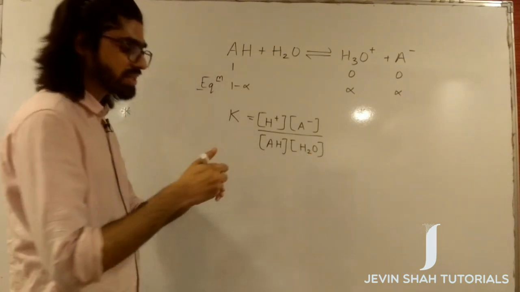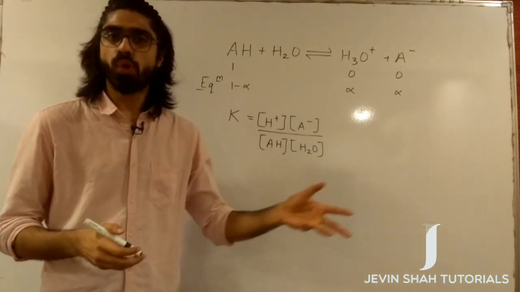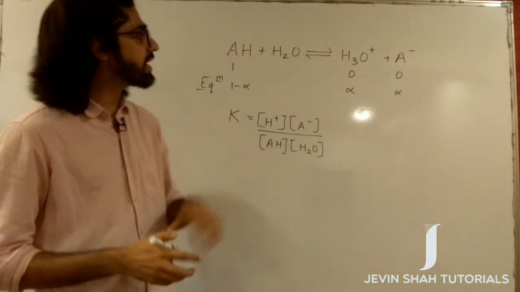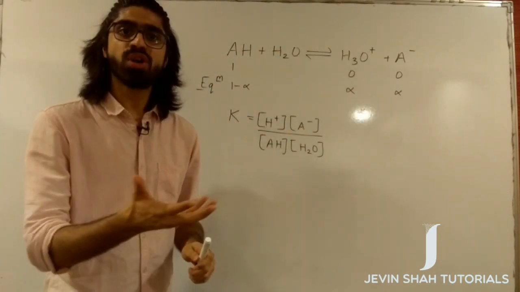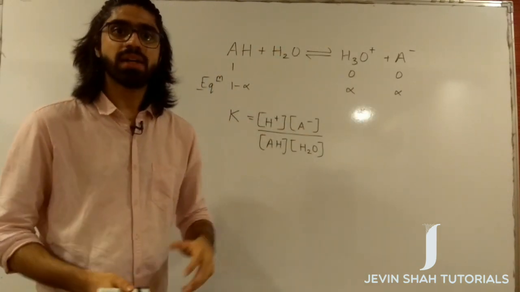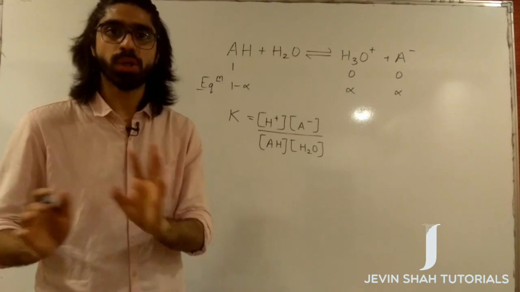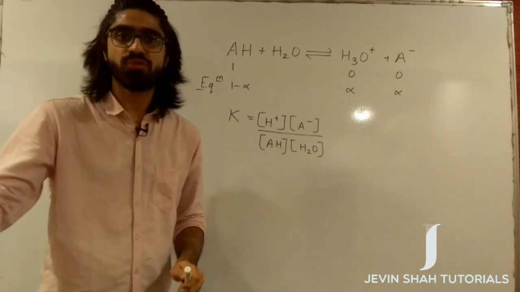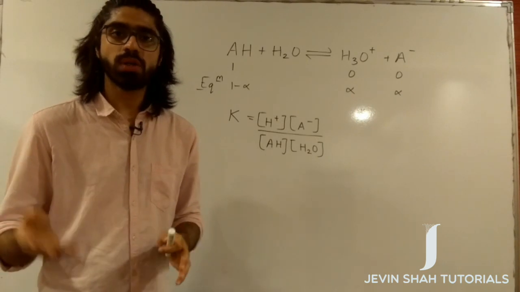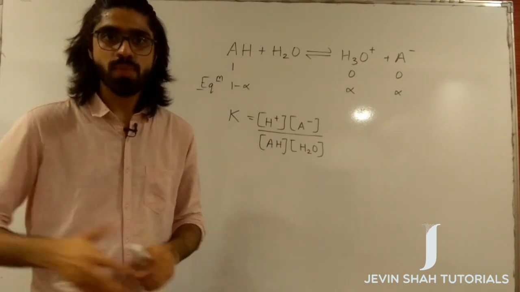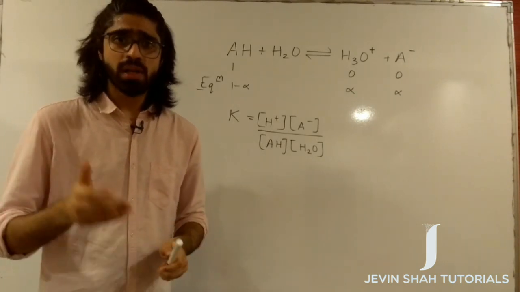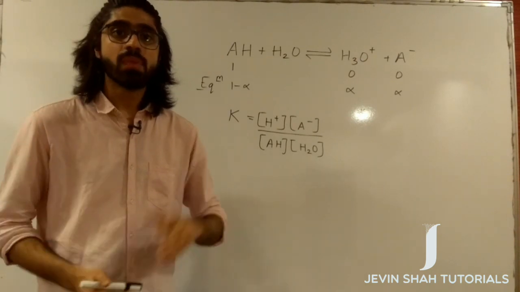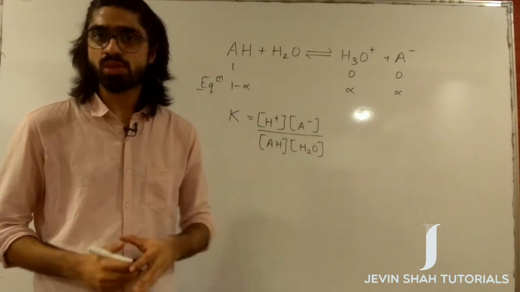Now say for example, the volume of water that I have taken is 1 liter. Let's say everything is happening in a volume of 1 liter solution. So if I have 1 liter of water, that will be 1000 ml of water, and 1000 ml of water is like 1000 grams of water. 1000 grams of water is 1000 divided by 18, that is roughly 55-56 moles of water.